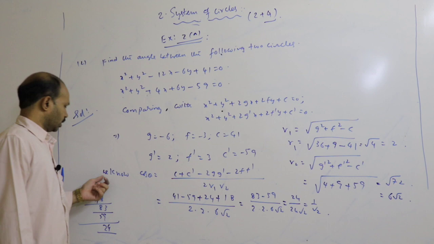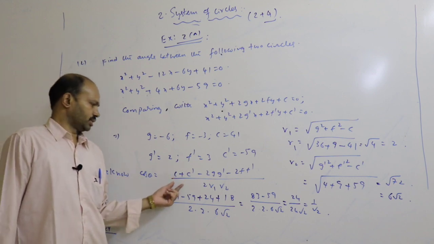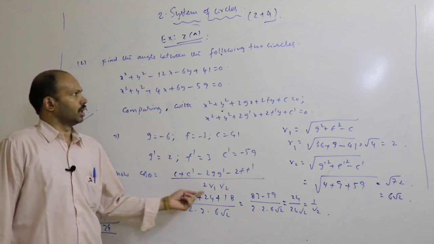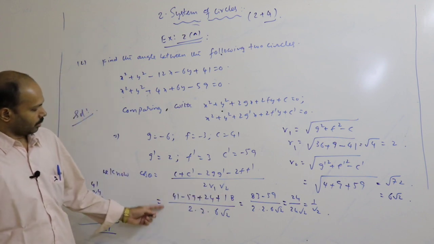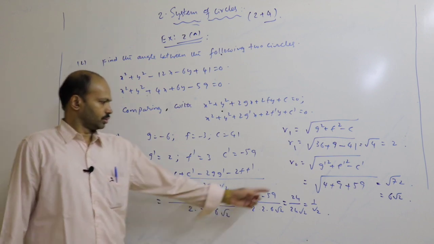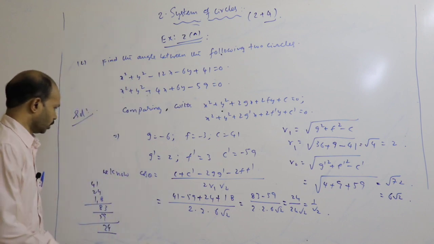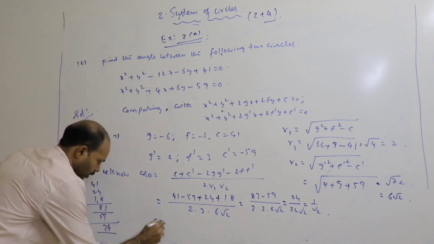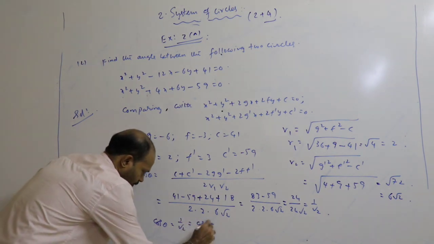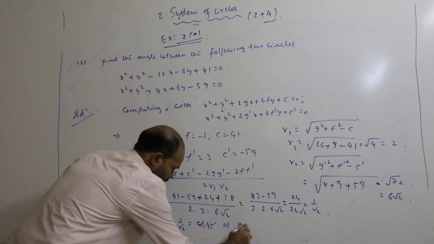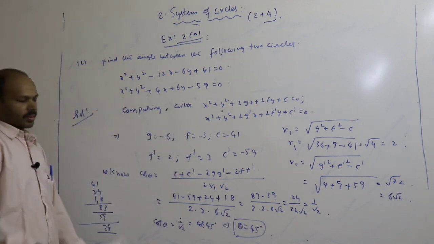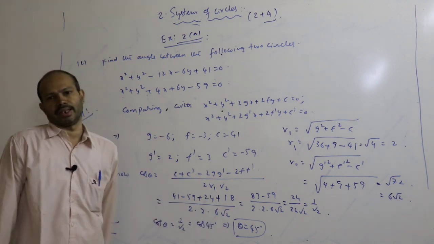You know what is the formula of cos theta? Cos theta is equal to c plus c dash minus 2gg dash minus 2ff dash by 2 R1 R2. Apply the values, and the sum is 83 minus 59, that is 24, by 24 root of 2. So we got cos theta is equal to 1 by root of 2, which is cos 45 degrees. This implies the angle between the two circles is 45 degrees.